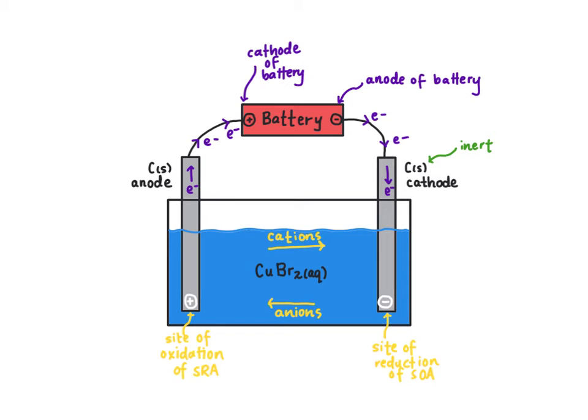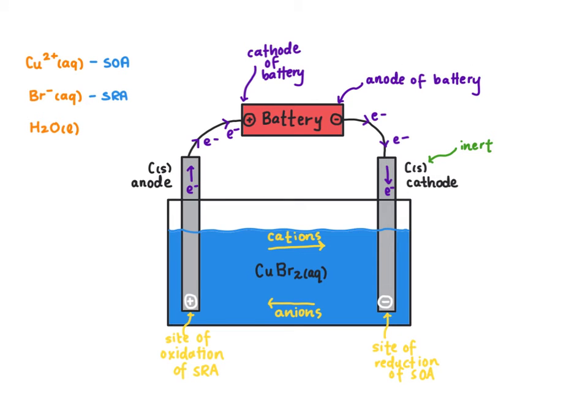So we're going to start by listing our species present. In this cell, we have copper 2+ in our solution. We have bromide ions in our solution from the copper bromide, and we have water. I'm not going to list the inert electrodes because they are inert. So using the table you have on page 7, we can identify our strongest oxidizing agent and our strongest reducing agent. Copper is our strongest oxidizing agent. Bromide is our strongest reducing agent.